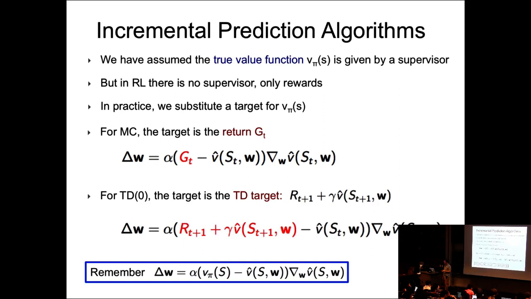Now, for temporal difference learning, the target is going to be the TD target, right? And that's also the most commonly used one because it's computationally cheaper. So your target is the reward at the next time step plus your own estimate of what the value function is, right?